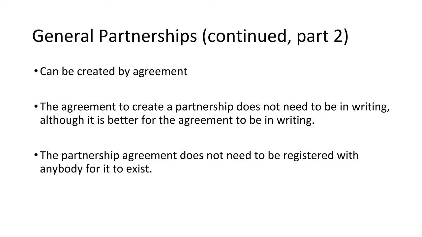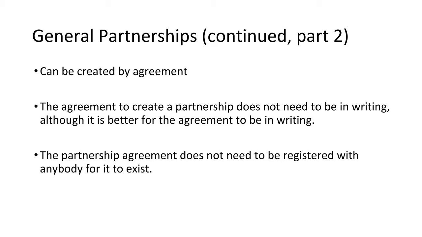A general partnership does not need anything special to be created except for an agreement by the partners. For a general partnership to be created, it does not need to be in writing and it does not need to be registered with anybody. It just has to be an agreement between the partners, and it can be a verbal agreement.